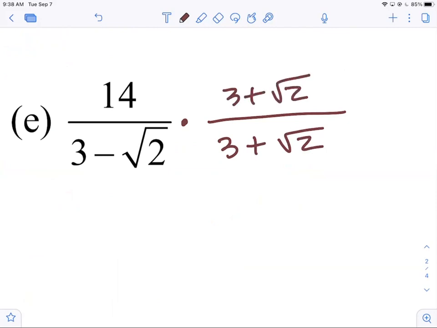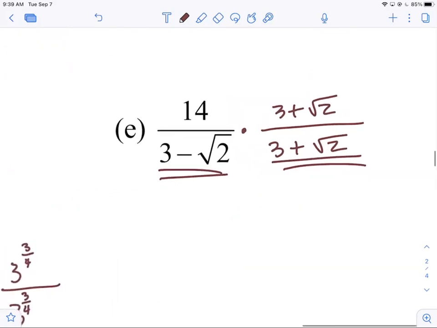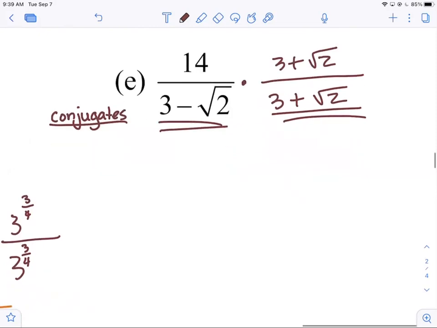How is 3 minus the square root of 2 and 3 plus the square root of 2 related to each other? No, they're not opposites. Conjugates. Good. If you have 2 terms and you're trying to get rid of the radical, you have to multiply by the conjugate over the conjugate. Okay? Here's why. Multiply out the bottom. FOIL. First, outer, inner, last. You're going to get a difference of squares.